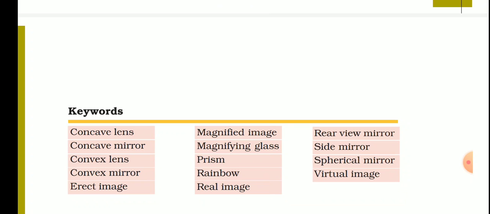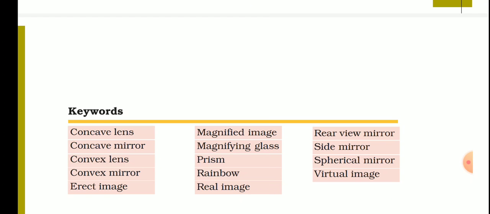What is a concave lens? A concave lens is a lens which is curved inwards. So it is thicker at the edges and thin at the center. And if we talk about a convex lens, then it is just the opposite. Clear? Then erect image. We talked about two types of images, the erect image and the inverted image. Inverted image means upside down, and erect means the same as the object. So that is the meaning of erect image.